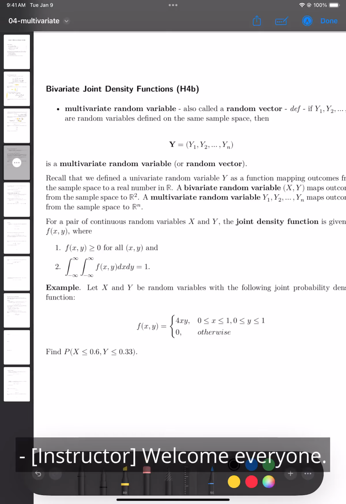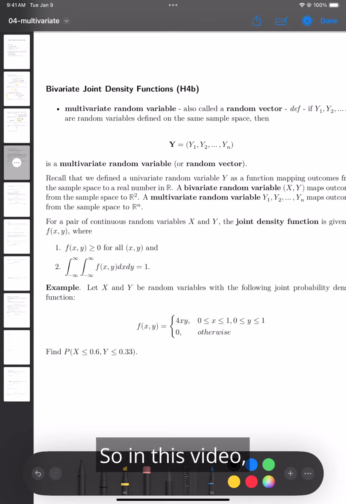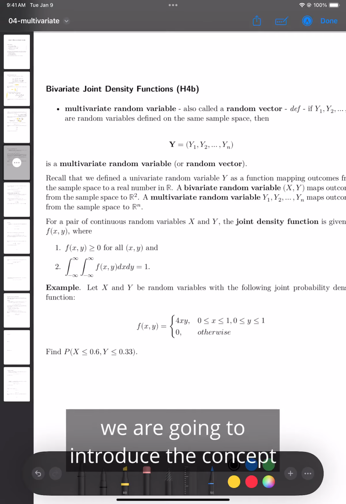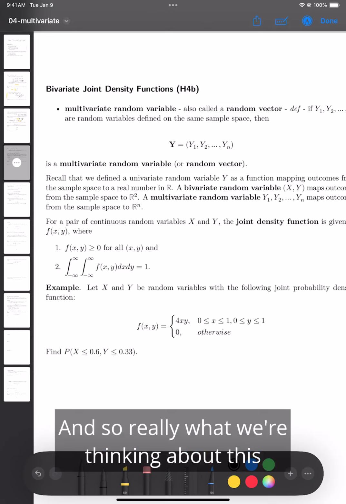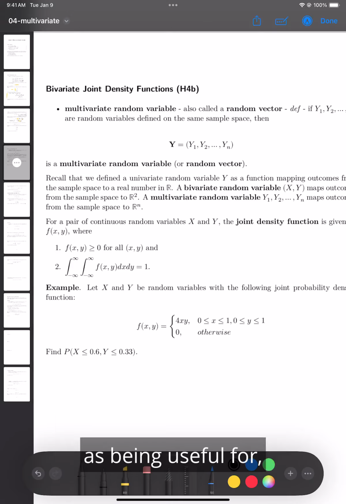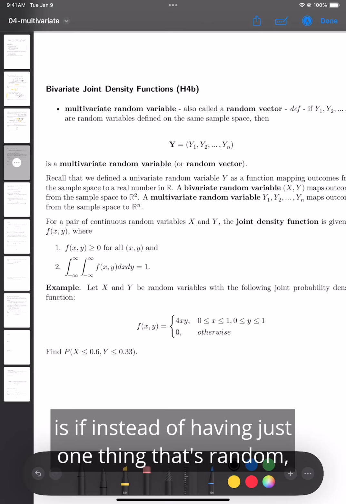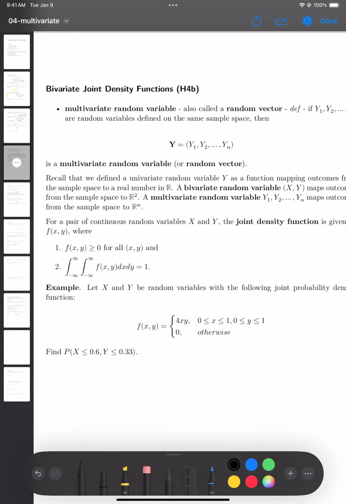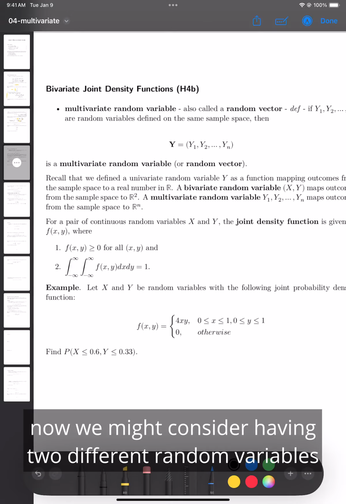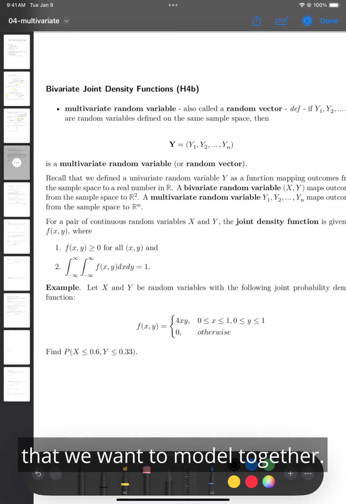Welcome everyone. So in this video, we are going to introduce the concept of a bivariate joint density function. And so really what we're thinking about this as being useful for is if instead of having just one thing that's random, which we've dealt with for the past month or so, now we might consider having two different random variables that we want to model together.